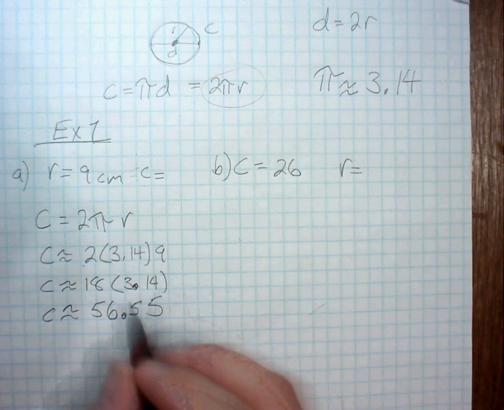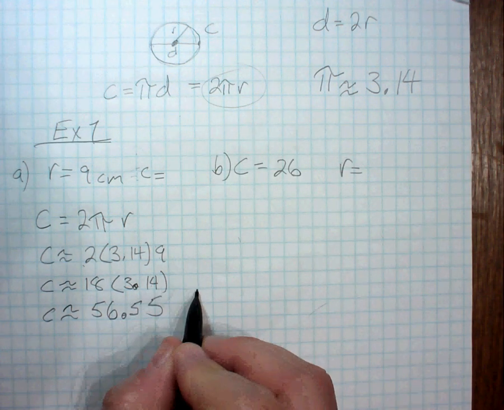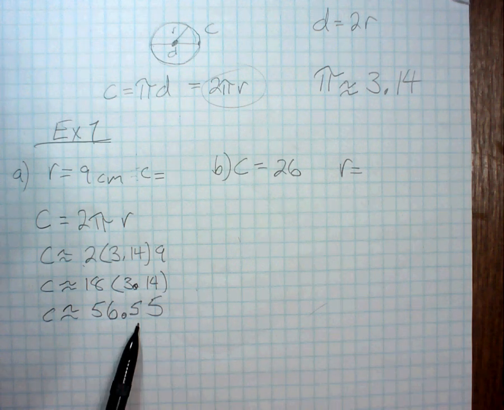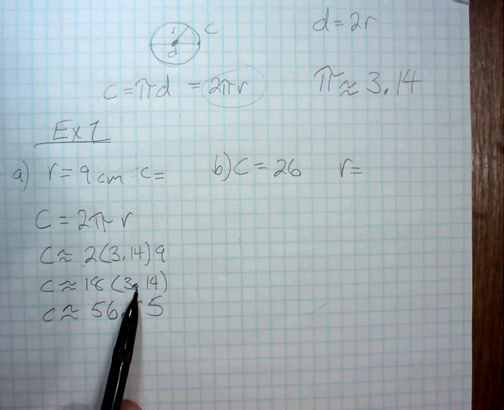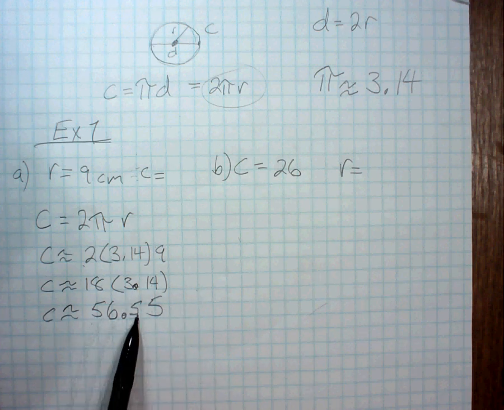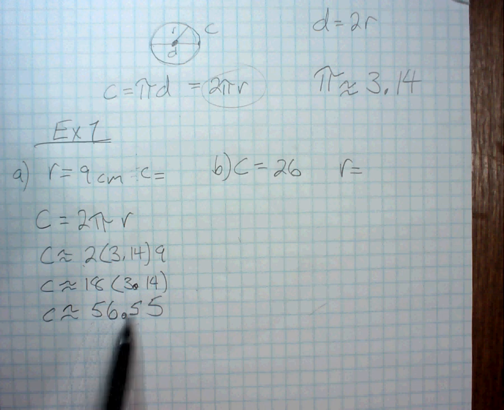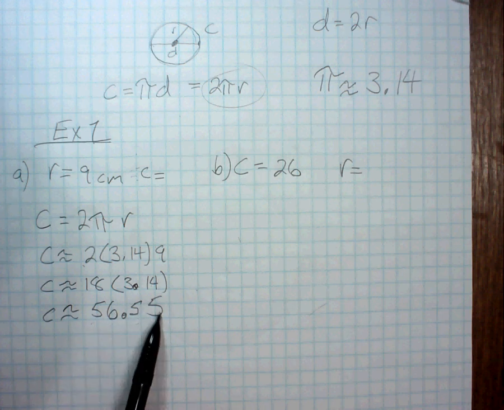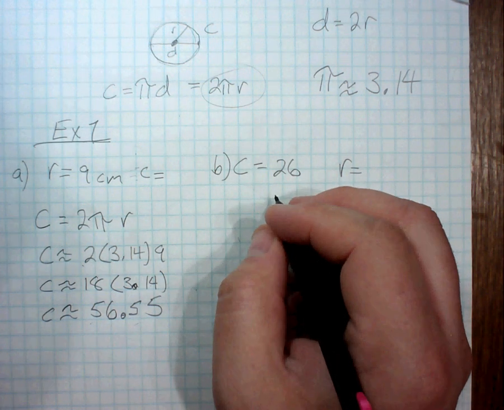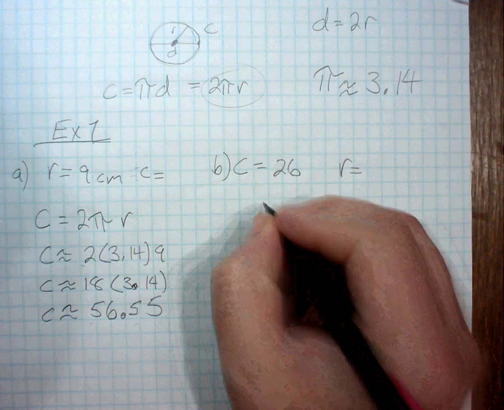The reason I say that is this goes on for a few more digits. So if you use the pi symbol, your answer might be off slightly here. It's a more exact value. So if I ever go through an example and you get 56.54, that's just because you rounded here. It's okay.